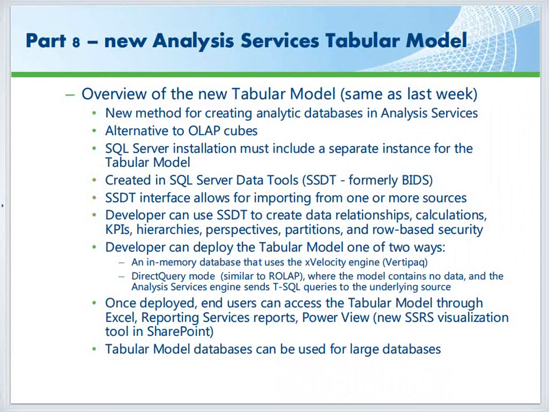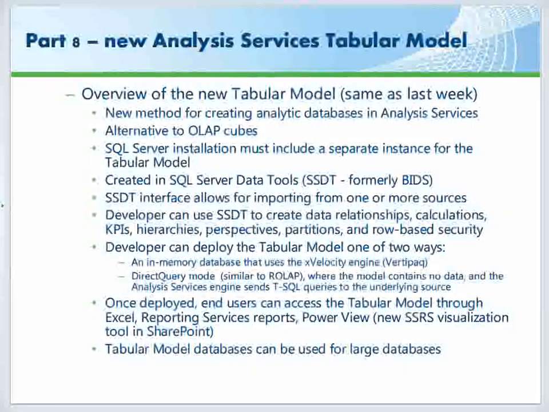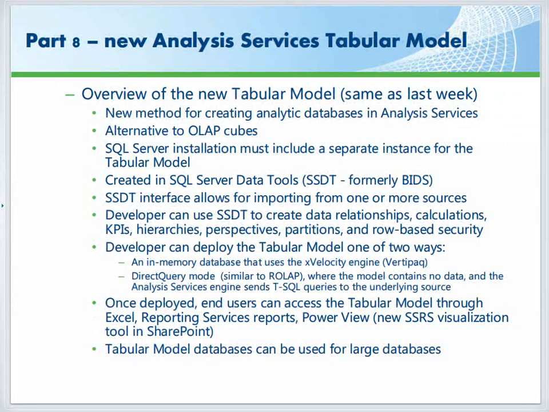And this tabular model can pull data from multiple sources, and we can do some of the same things that we could do with OLAP with prior versions of Analysis Services. We can create data relationships between fact and dimension tables. We can build calculations. We can build KPIs. We can build hierarchies and perspectives. And we can even implement things like partitions and row-based security.